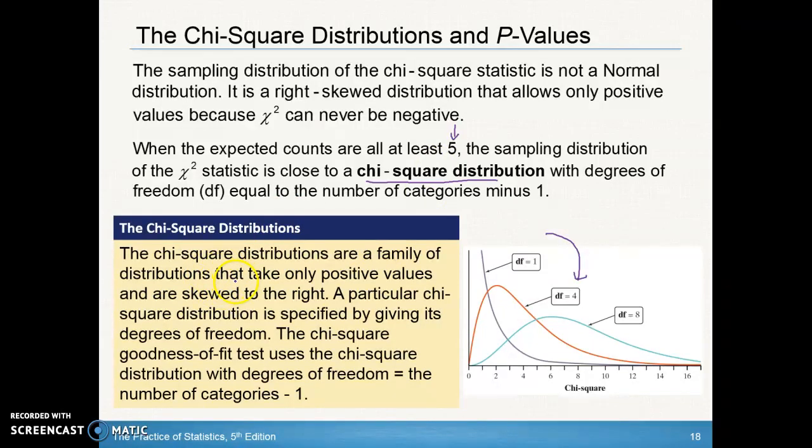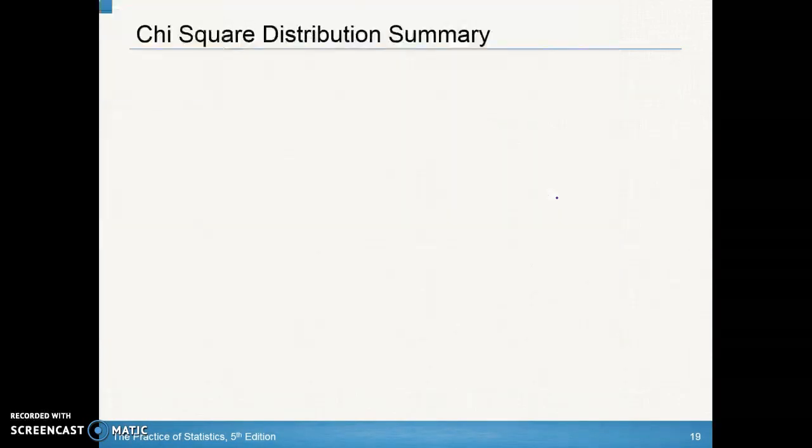Now, there is a family of distributions that only take on positive values, and they're always skewed to the right. It's specified by the degrees of freedom, just like our test statistic t. The chi-square goodness of fit test uses the chi-square distribution with degrees of freedom equal to the number of categories minus 1. So be careful with that. Take a look at your degrees of freedom. So degrees of freedom of 8 actually looks kind of normal, even though you don't have any negative values. Take a look at degrees of freedom of 4, very right skewed, 1, super right skewed. So you always have to state your degrees of freedom just like your t distribution.